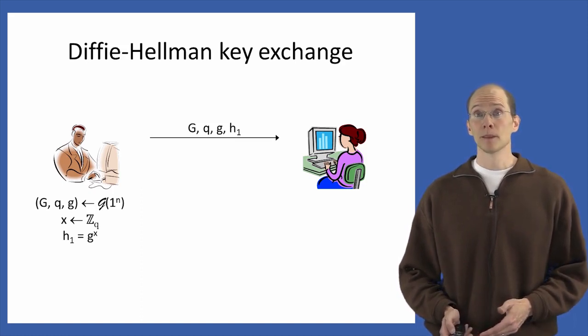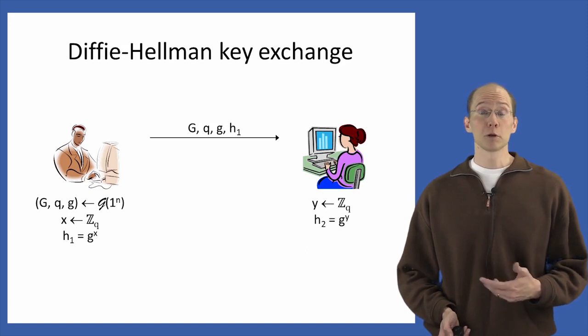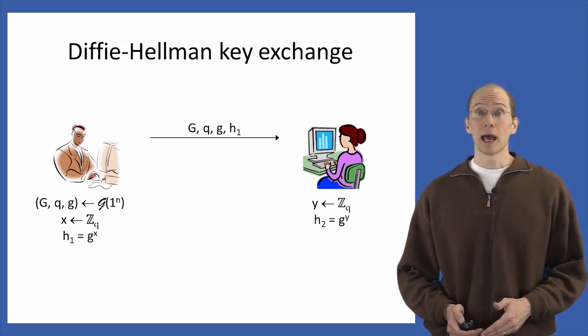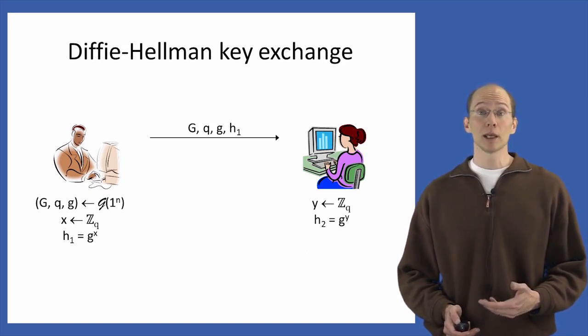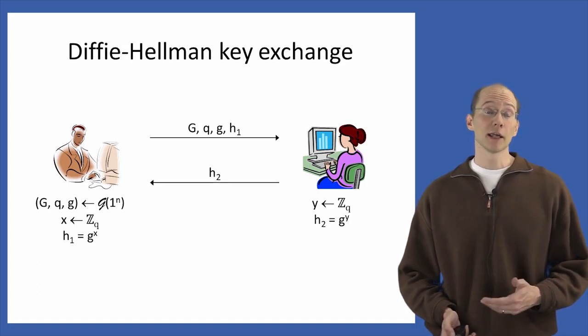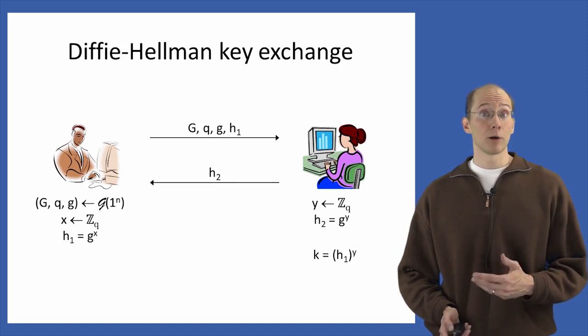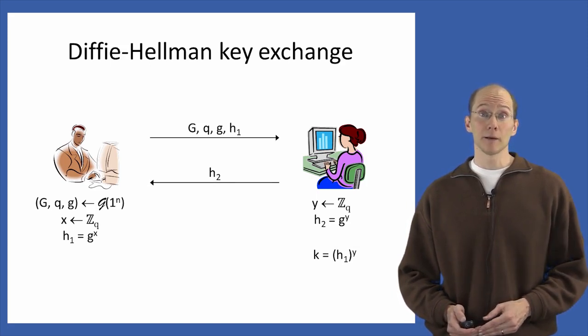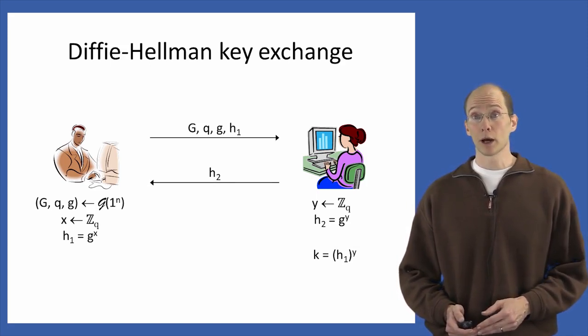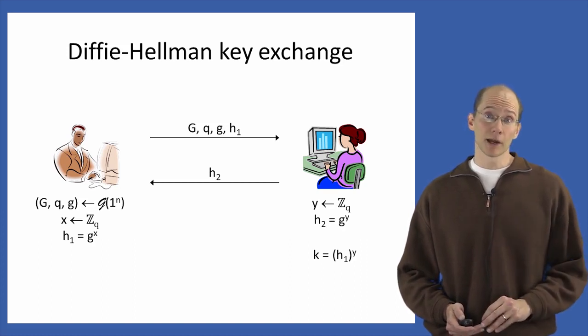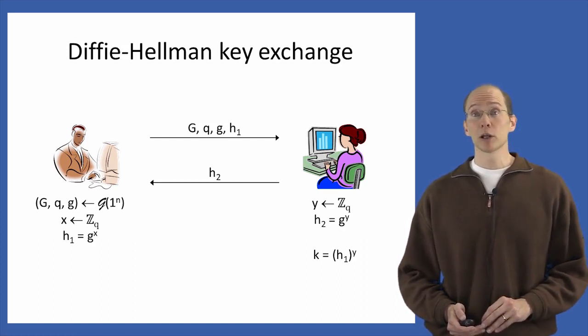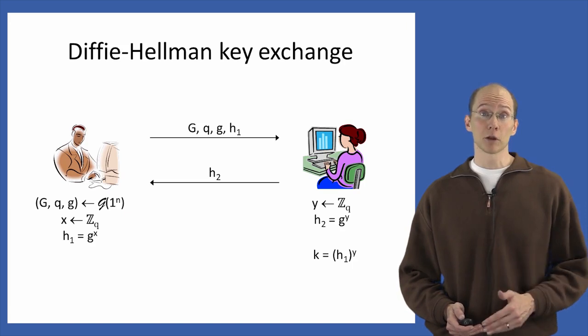The other party will choose a uniform exponent y and compute the value h2 equal to g to the y, and they'll send that back as their second message. At this point, that party will be able to compute a key k equal to h1 to the y. Now let's not stop there. Let's assume now that this party also wants to send some message to the other party.